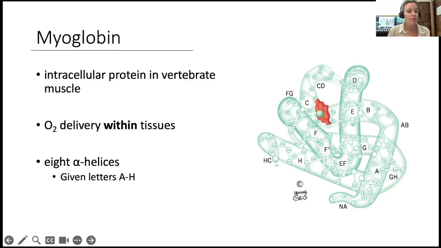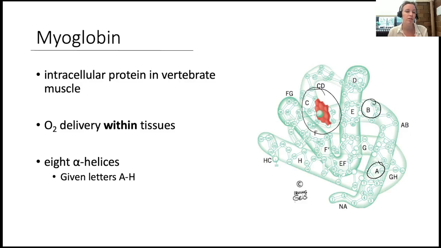Myoglobin is an intracellular protein in vertebrate muscle. So its job is to deliver oxygen within tissues. It is a helix bundle, so it is made of 8 alpha helices, and you can see each of them is given a letter designation. Additionally, within those helices is the heme. And the heme is what binds to the oxygen.